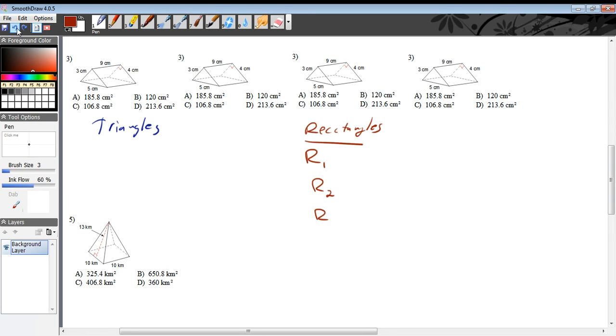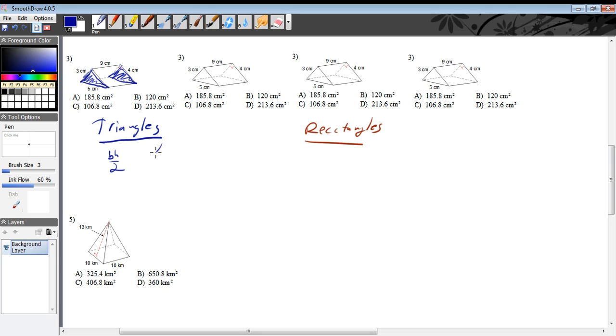And actually, you know what? I'll probably color code it as well. So I'll leave that there. Okay, so let's go ahead and do the triangles first. So the triangle right here, we just need to figure out the area of the triangle. And since there's 2 of them, once I get the area of one, then I'll be able to multiply it by 2. So it's going to be base times height divided by 2.